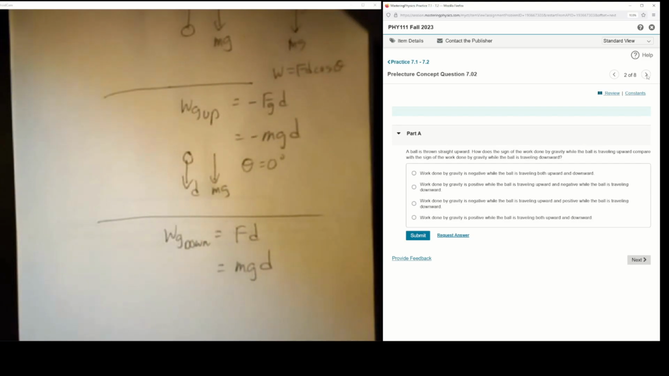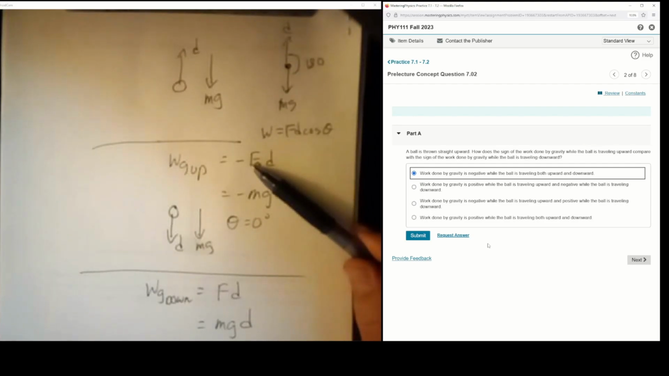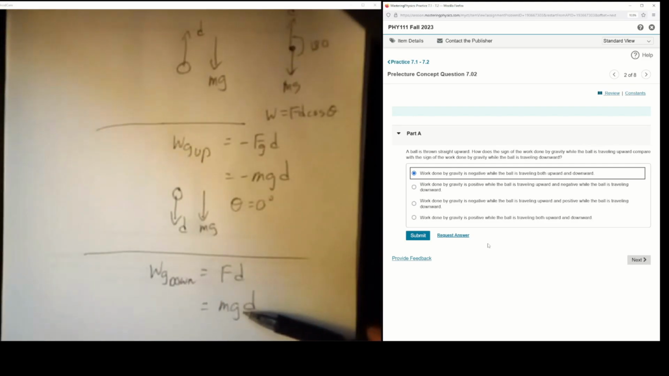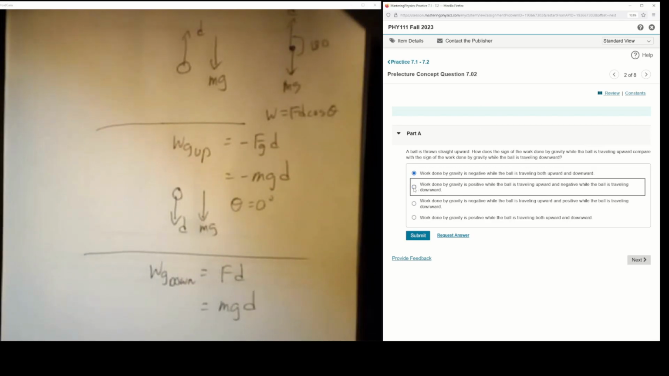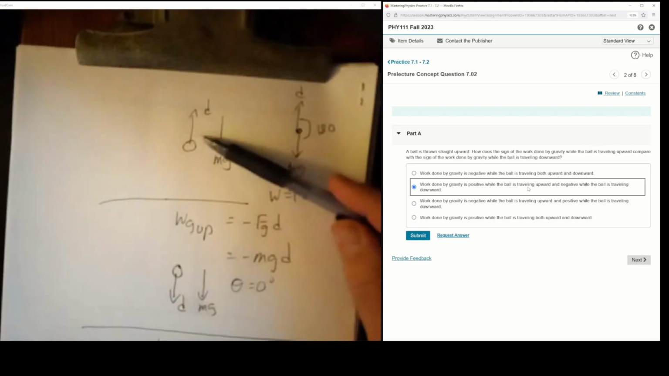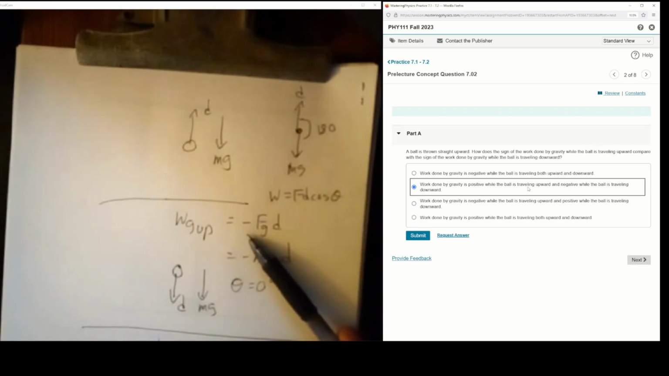While the ball is traveling upward, compared with the sign of the work as it's going downward. So let's see. The first selection here is work done by gravity is negative while the ball is traveling both up and down. Well, that's not true. It's only negative going up. It's positive going down. Let's see what the next one says. Work done by gravity is positive while the ball is traveling up. No, traveling up, work is negative because the ball's slowing down. So gravity takes that energy away.